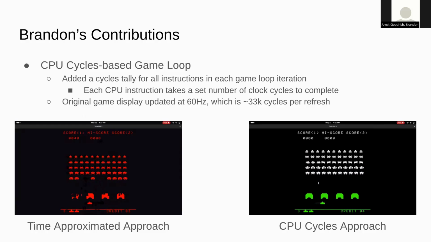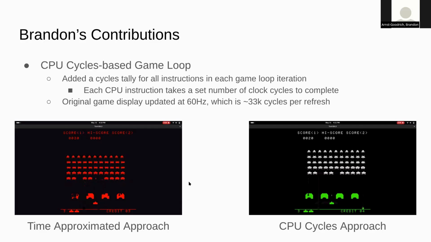So effectively, each game loop iteration was capped at a set amount of instruction cycles, and this ended up being around 33,000 cycles for the original arcade cabinet. And below are the graphics for our original time approximated approach of the game loop and the CPU cycles based approach. On the left here, the game is running much faster and is actually quite difficult to play. And then on the CPU cycles-based approach, you can see the game is running much more slowly and a bit easier to play.